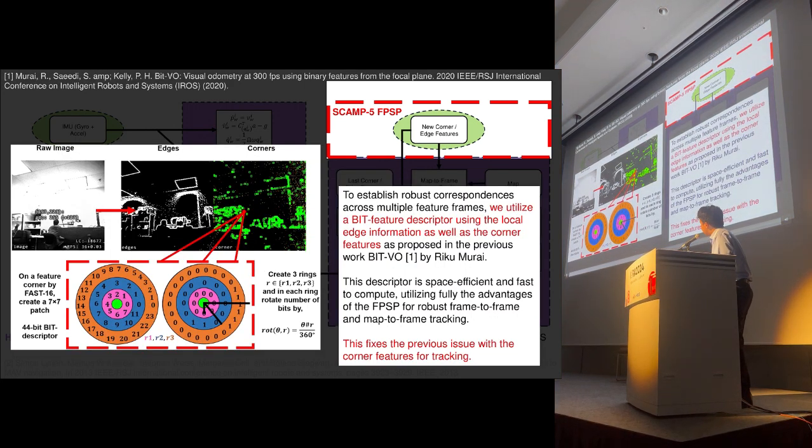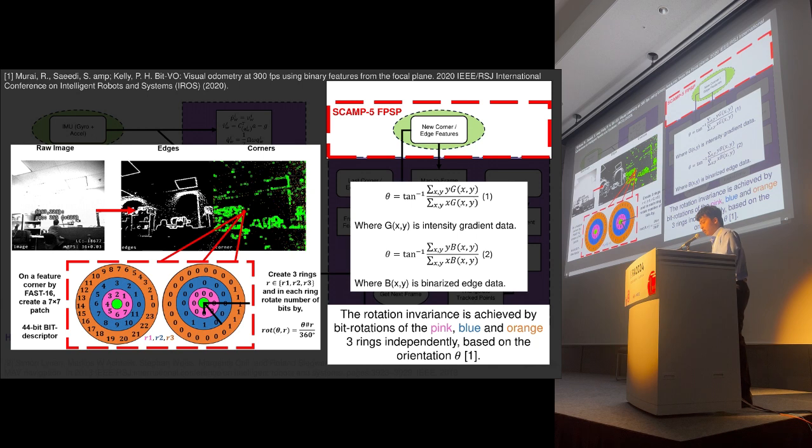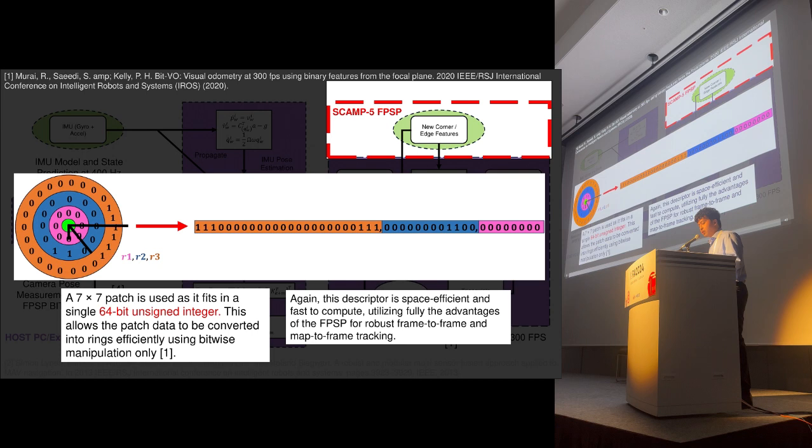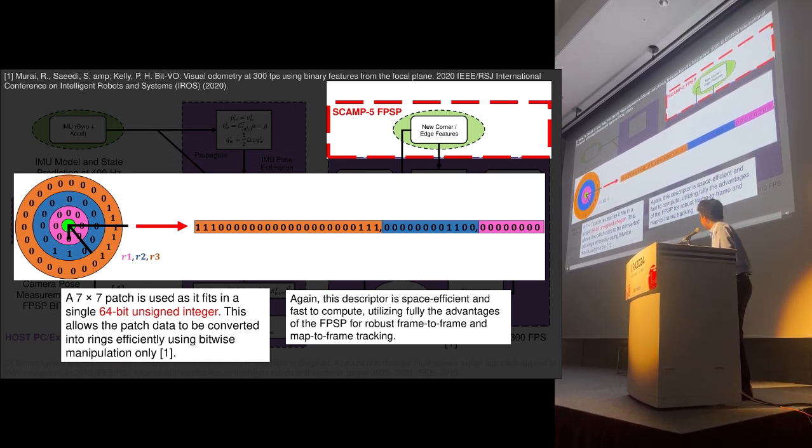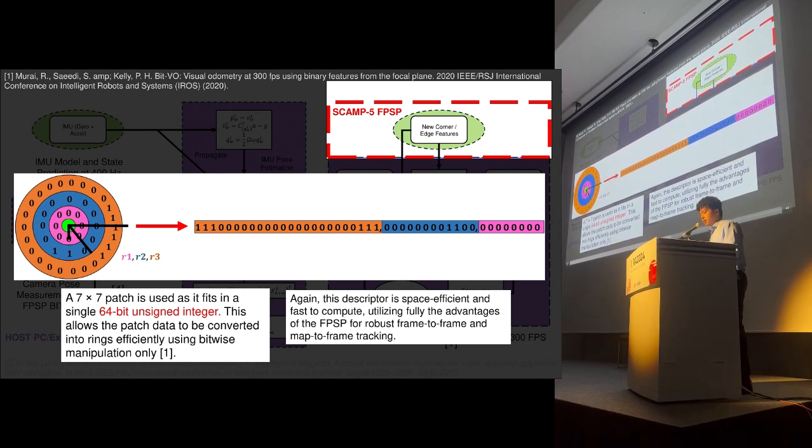What we do is use Riku Murai's previous BIT-VIO bit feature descriptor, which creates 3 concentric rings here in pink, blue, and orange. It's a very space efficient and fast bit descriptor, where we account for rotation invariance by calculating the angles per ring based on the binarized data. We create a 7x7 patch, and it fits into a single 64-bit unsigned integer. This allows patch data to be converted efficiently using bitwise manipulation. So this descriptor is space efficient, using the FPSP for robust frame-to-frame and map-to-frame tracking.